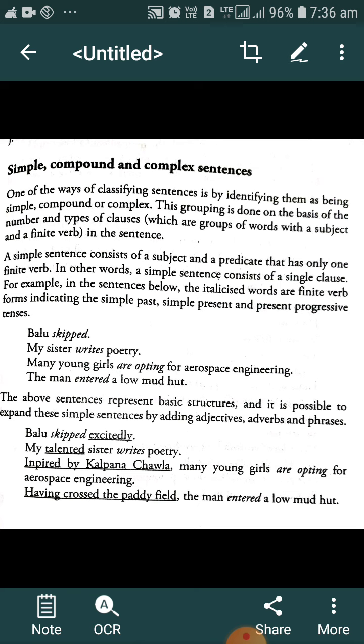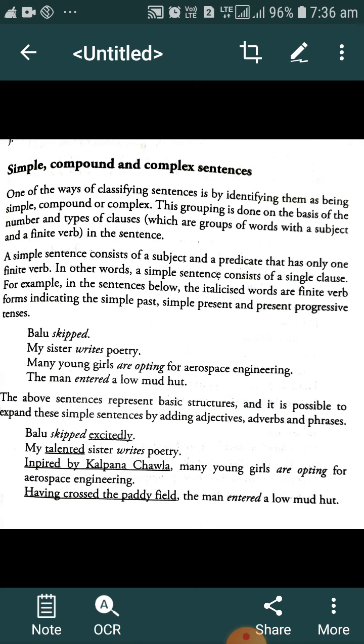Balu skipped excitedly. Here we have added an adverb: Balu skipped, but how? Excitedly. Though we have expanded the basic structure with the help of an adverb, the sentence remains a simple sentence because there is only one finite verb. Then, my talented sister. Here talented is an adjective. We have added talented before sister.